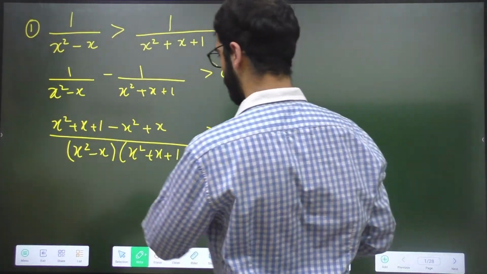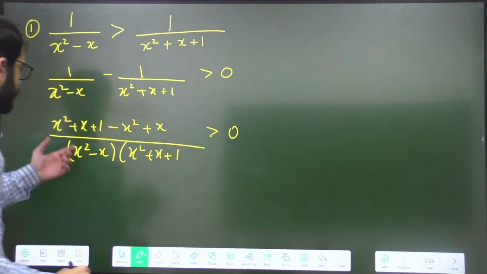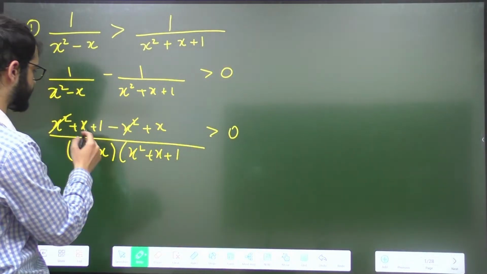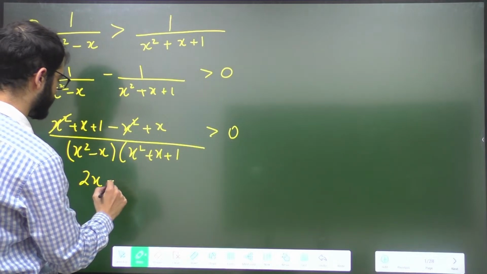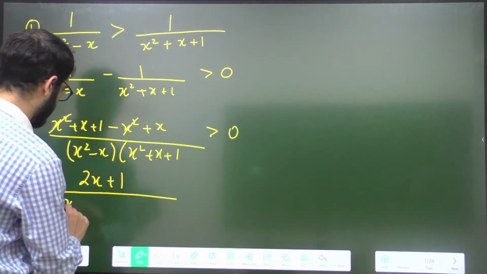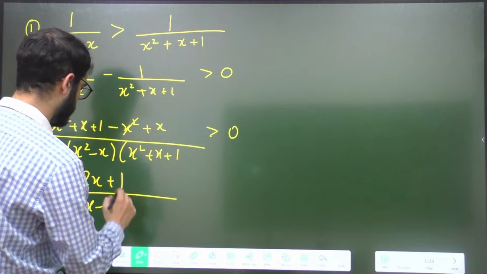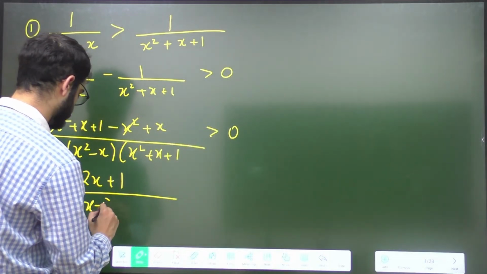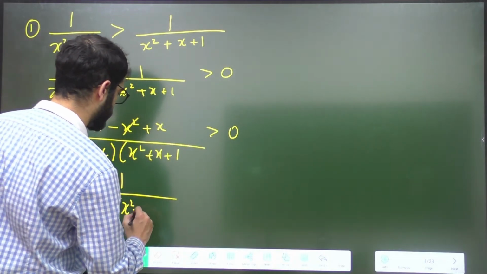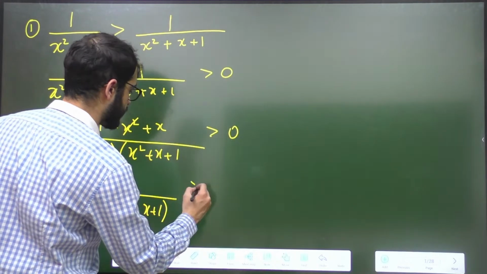I'm going to solve it further. Let's try to solve it over here. Now x square minus x square gets cancelled. x plus x is twice of x, so we get 2 times x plus 1 upon x times x minus 1 multiplied with x square plus x plus 1, which is greater than 0.